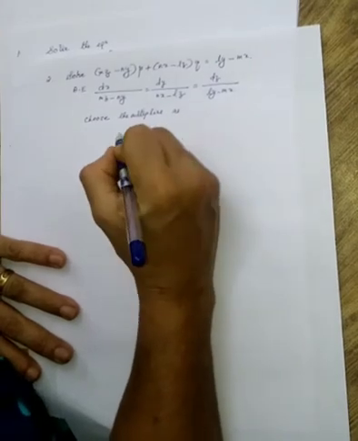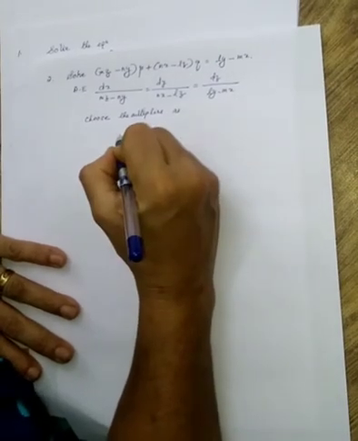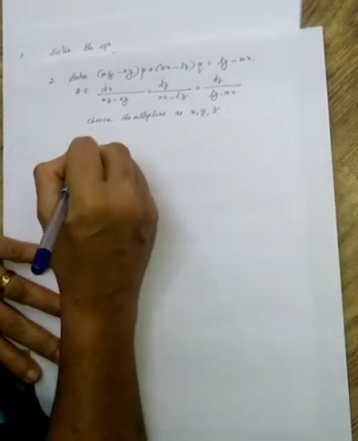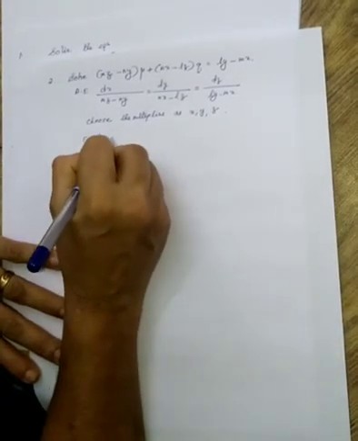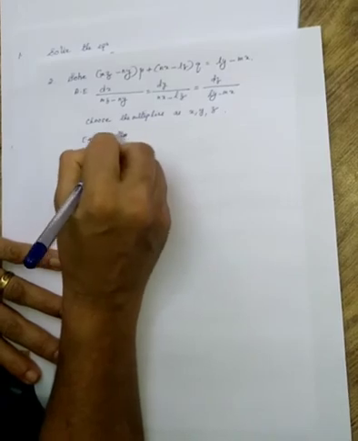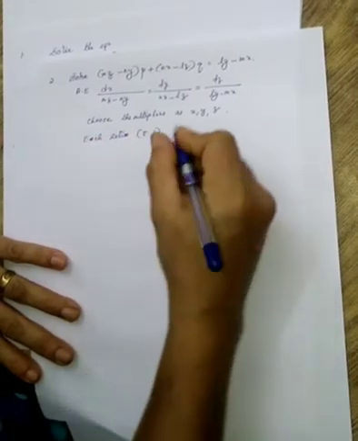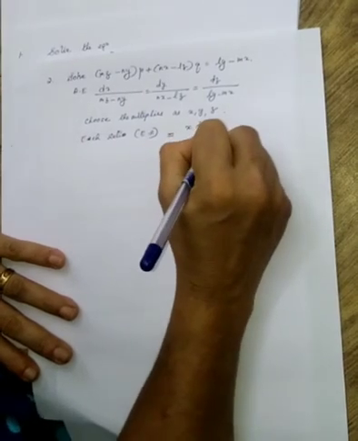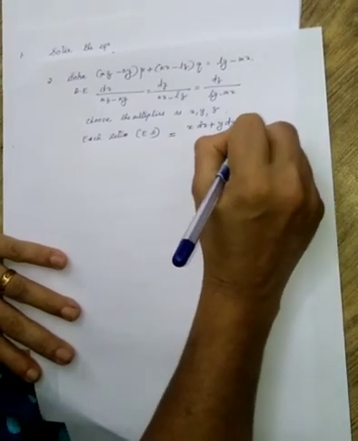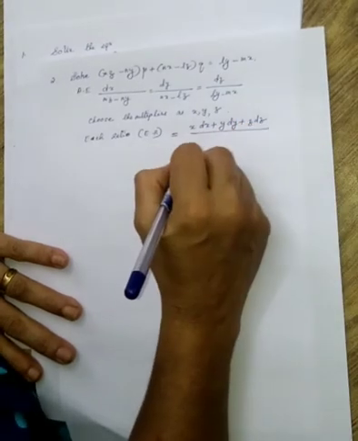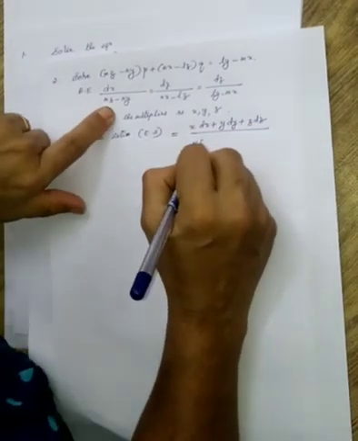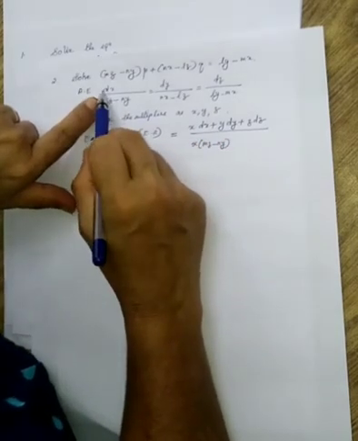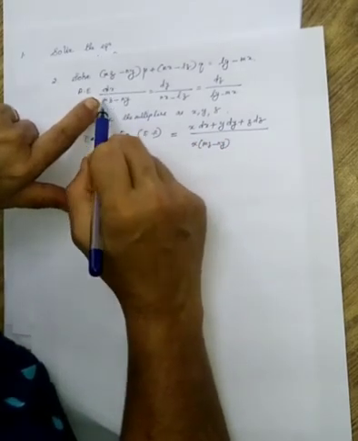So the first set may be set as x, y, z. Then each ratio, in short form, is equal to x dx plus y dy plus z dz divided by x into mz minus ny.